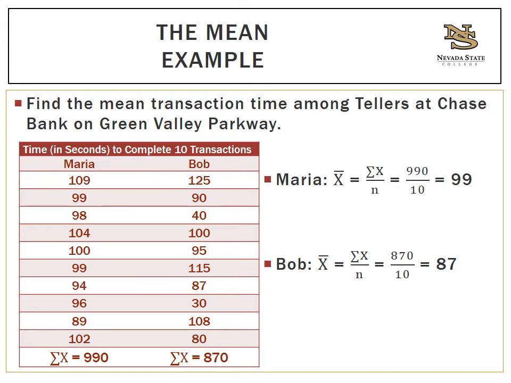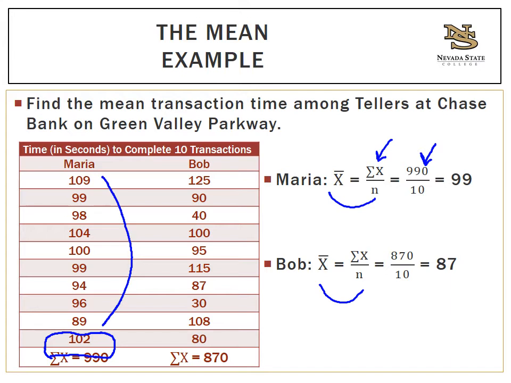So here you will see those formulas, and I use the sample version of the formula because we are only looking at 10 transactions, and chances are they had more than that in any given day or in their career in general. So you'll see that if we add up all these values, the sum of X is 990. So among all those 10 transactions, Maria spent 990 seconds with her customers. And you'll see that reflected right here in the numerator. That's your sum of X.